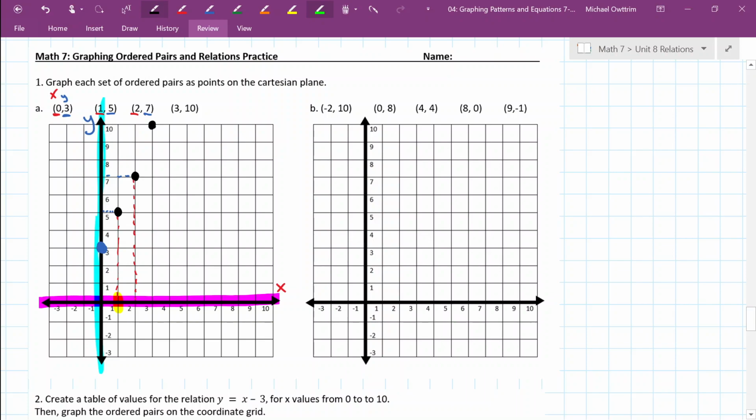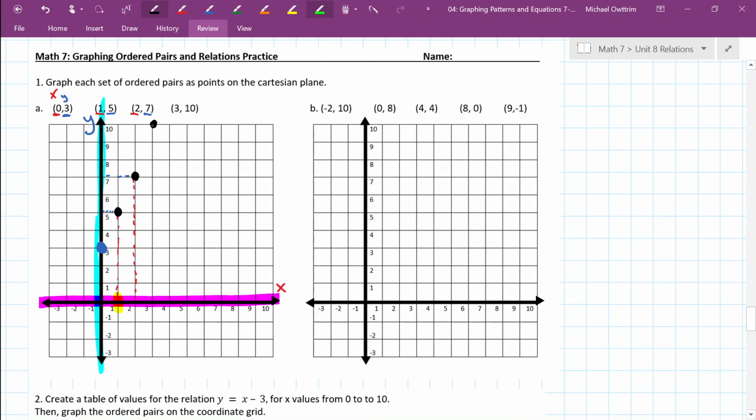As you get better with this, obviously you will need fewer supports, so a final answer to this question might just look like our 4 points, 0, 3, 1, 5, 2, 7, and 3, 10, with those points there. Okay. However, as we get started, we should be using those extra things to get our points in the correct places.